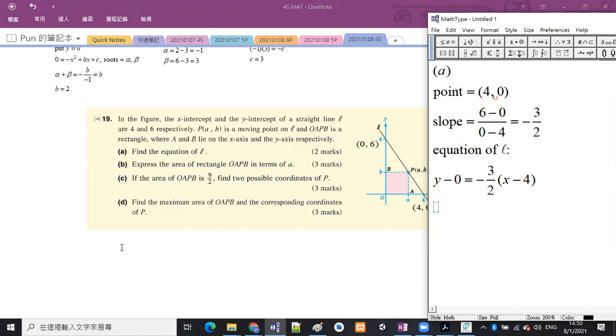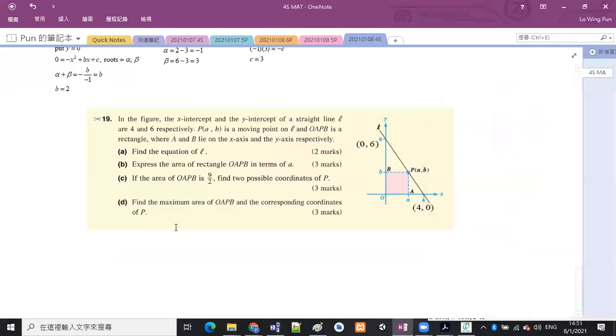Okay, so just multiply the 2 to the left hand side. We have 2y equals -3 times x minus 4. And expanding the bracket, it's -3x plus 12. Moving all the terms to the side where x is positive: 3x plus 2y minus 12 equals 0. So that is the equation of L.